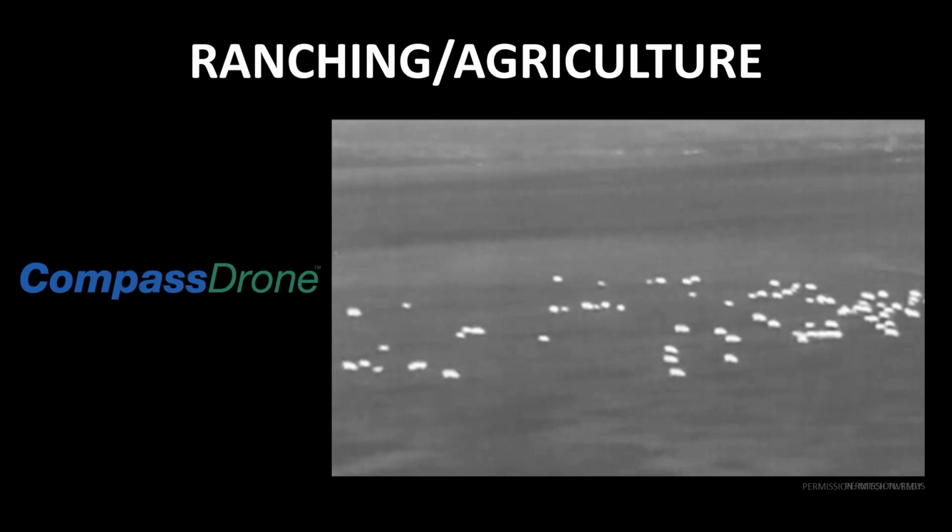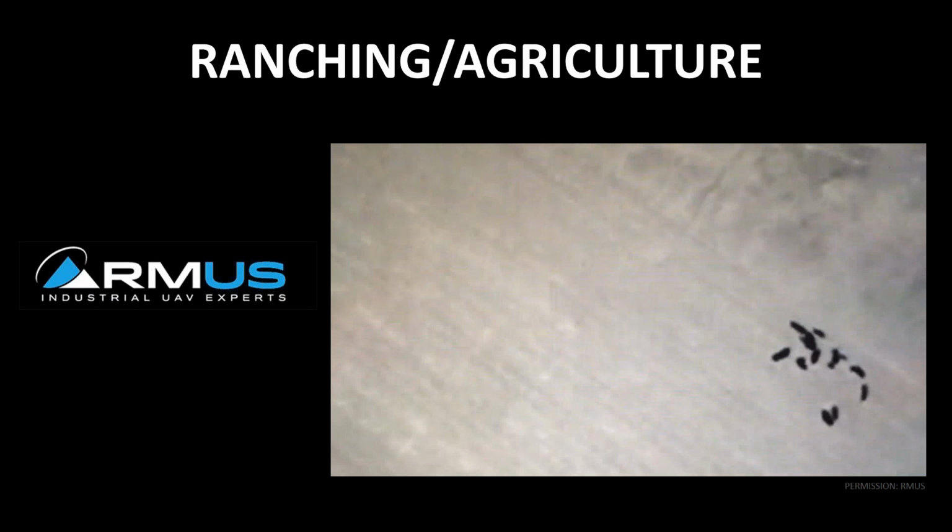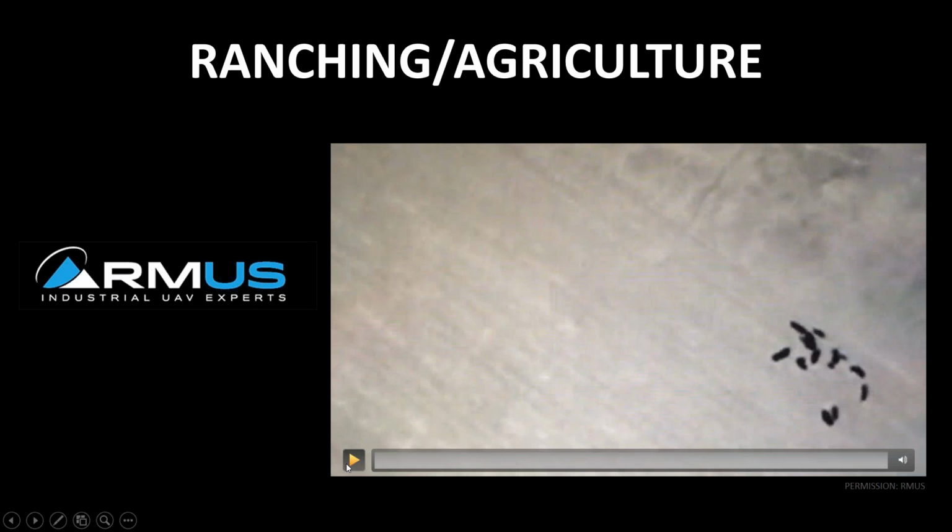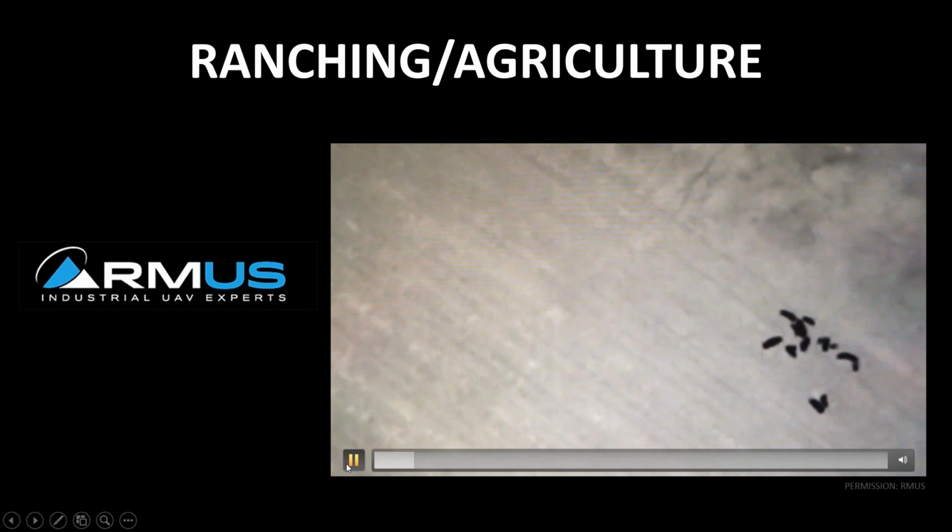In this image here, this is a photo of cattle about a half-mile away. So for ranching purposes, you would be able to locate the herd more easily, even at night. You could locate strays, you could potentially identify predators, and you could count stock, and this is all being done without disturbing the animals.